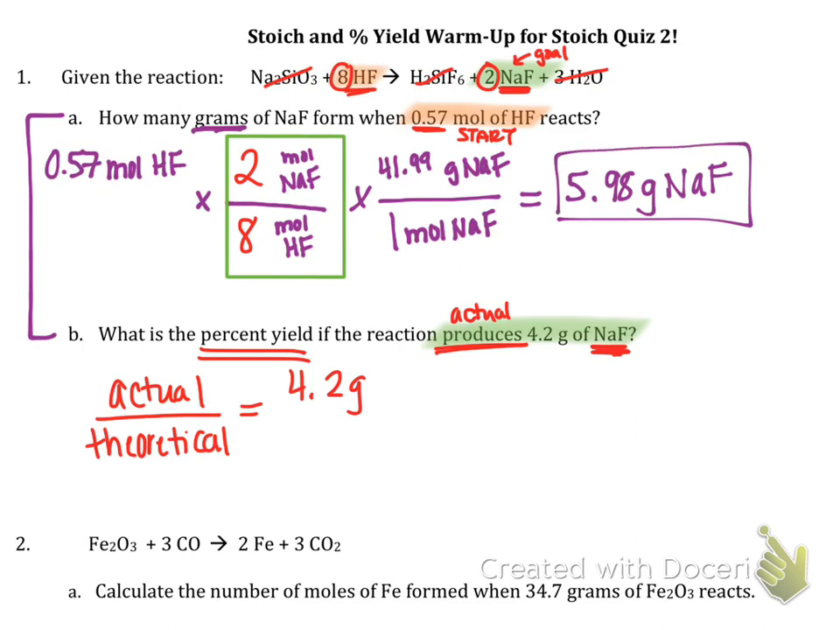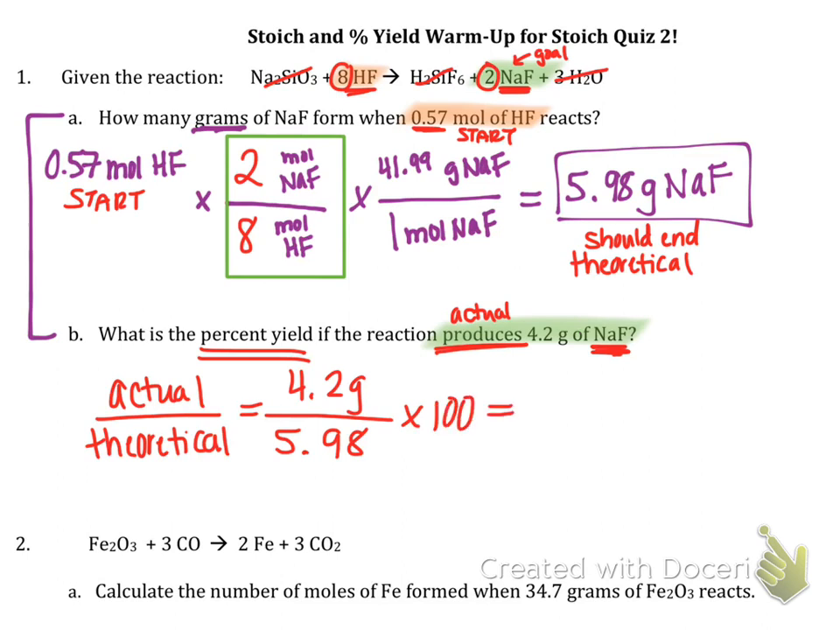So remember, think about what this is saying. It's saying that if we start with this amount, then we should end with this amount. So this is our theoretical yield. The math does not lie. The math tells us that we should get 5.98. You notice that we actually got 4.2. So if you put 5.98 on the bottom here times 100, then I believe our percent yield is going to be 75.25%. So not bad.